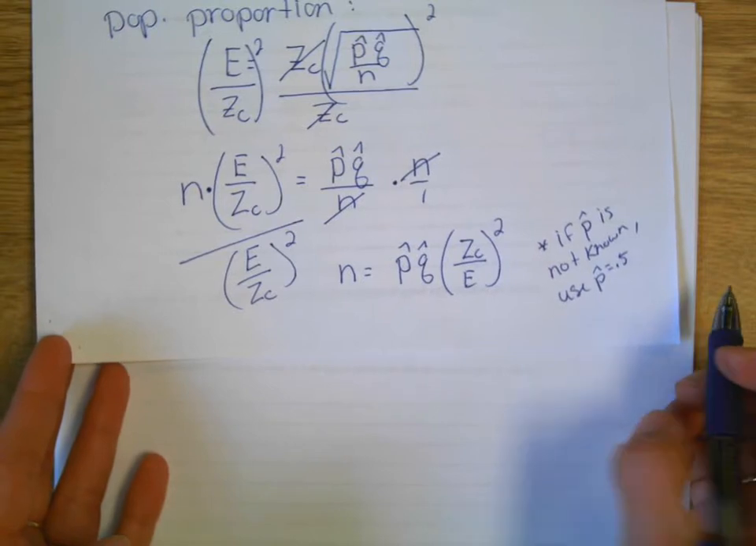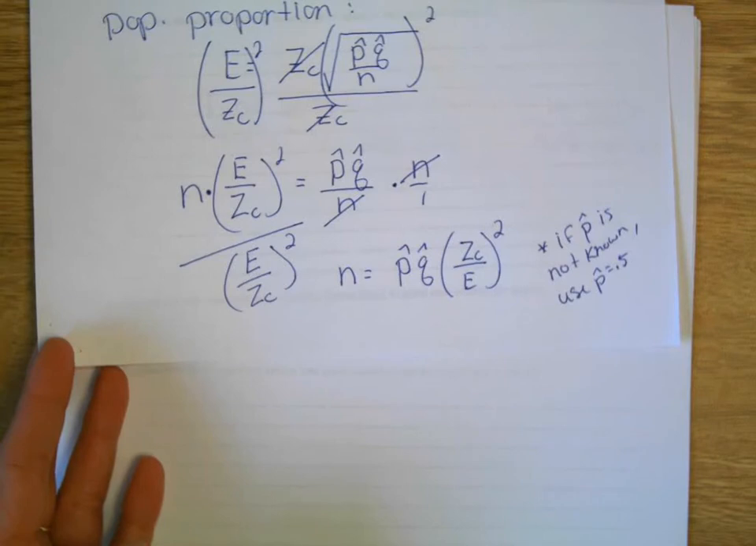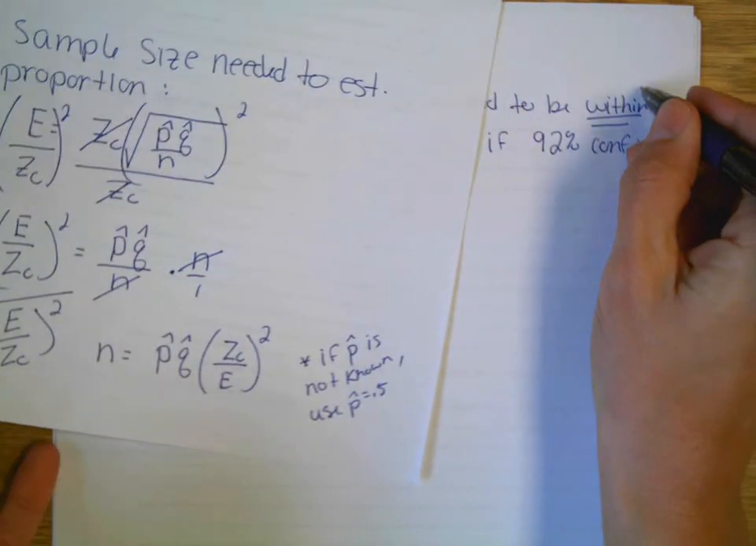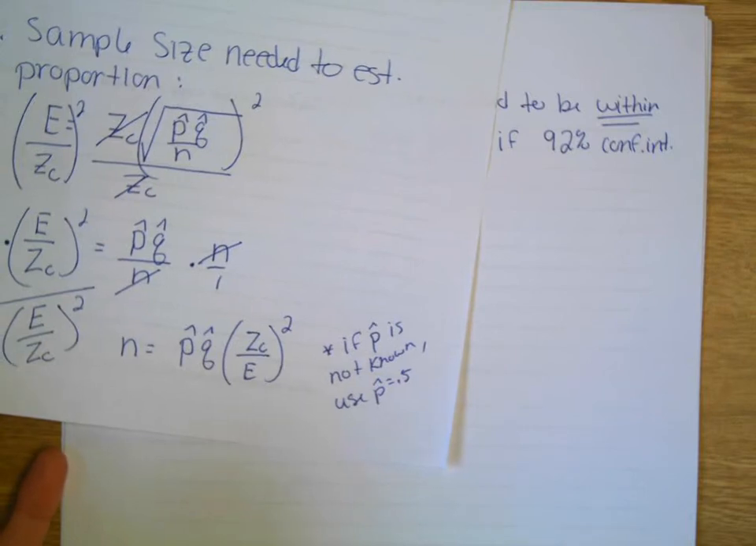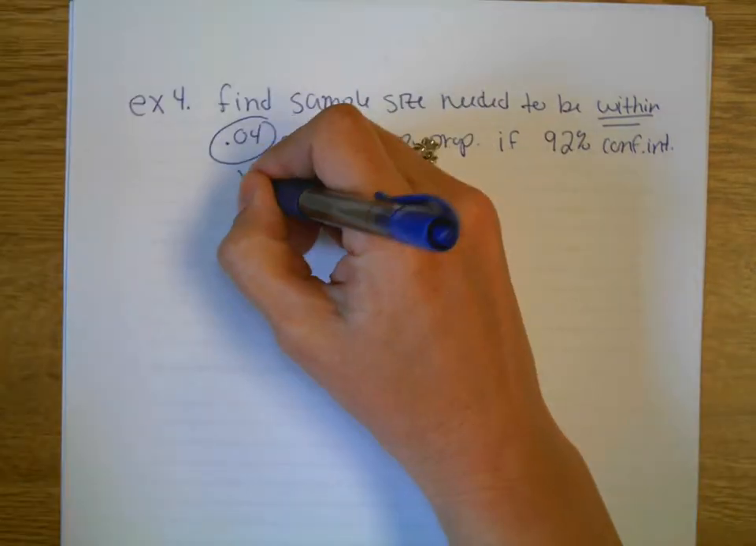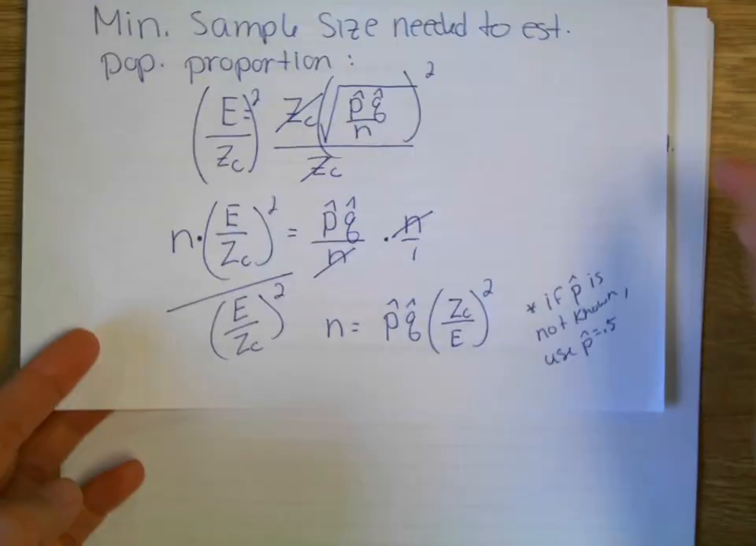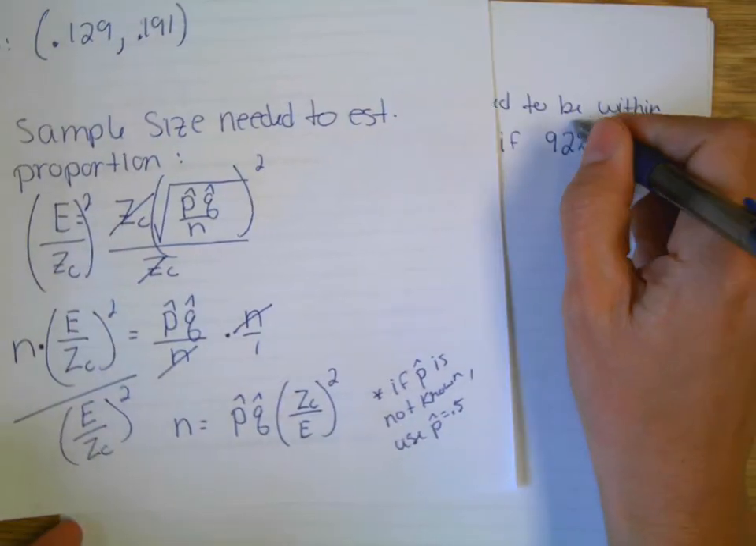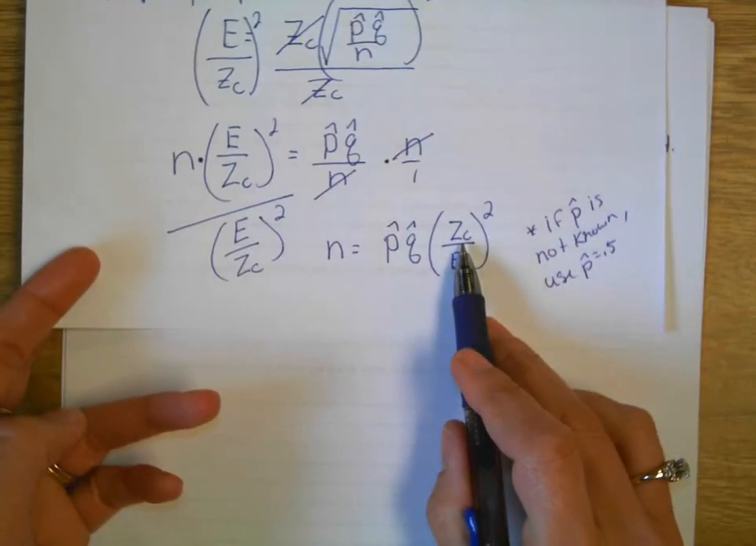I'm allowing myself to be within 4% of the actual percentage. So anytime you see that within, that's the leeway. You got to be within this much. That's how much error we're going to allow. This is big E. Okay, got that done. This 92% is going to help us find the z-score.